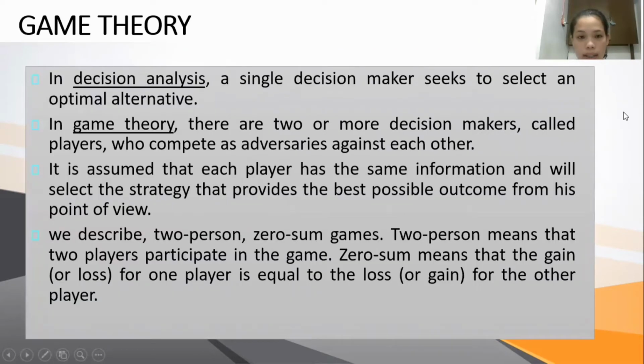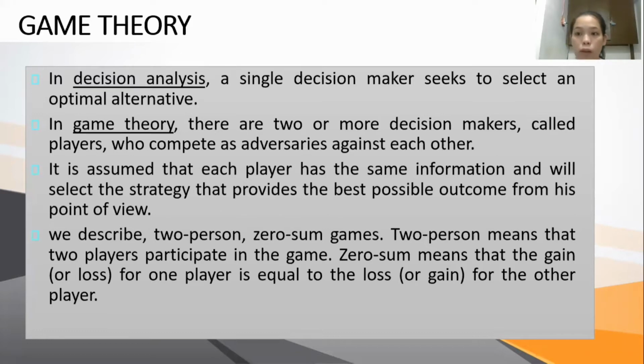In decision analysis, a single decision maker seeks to select an optimal alternative, while in game theory there are two or more decision makers, which are called players, who compete as adversaries against each other. So in decision analysis, there is only a single decision maker who is involved. While on the other hand, in game theory, there are two or more who stand as decision makers. So they are called players.